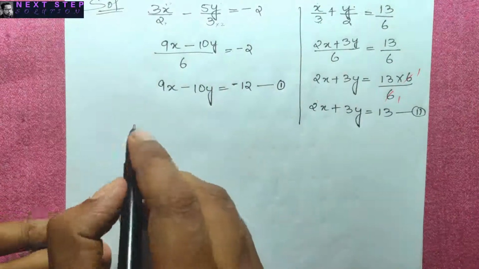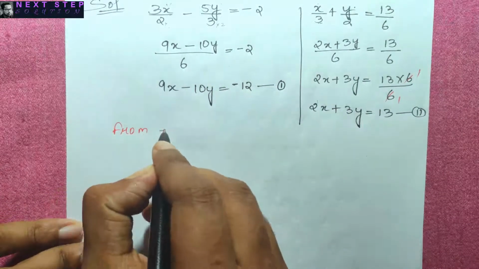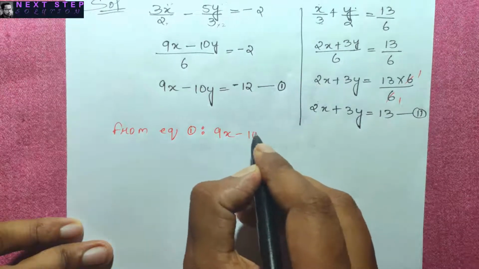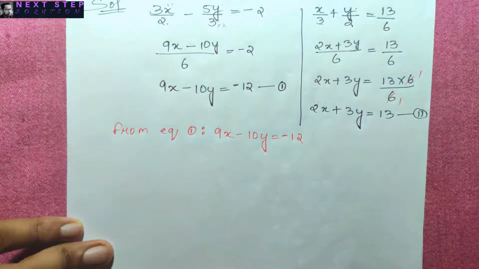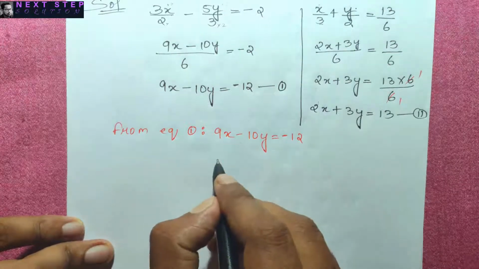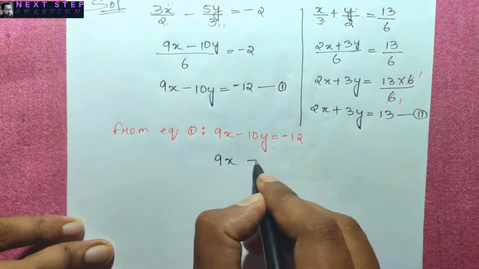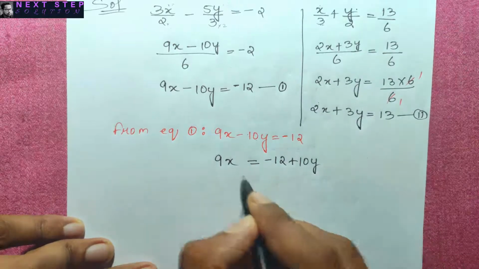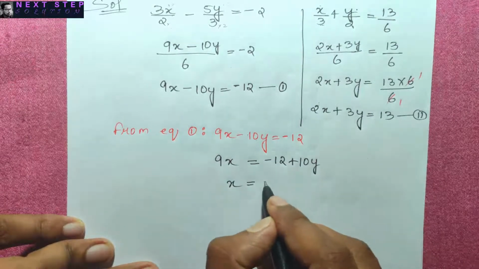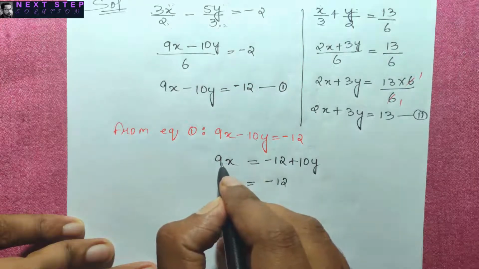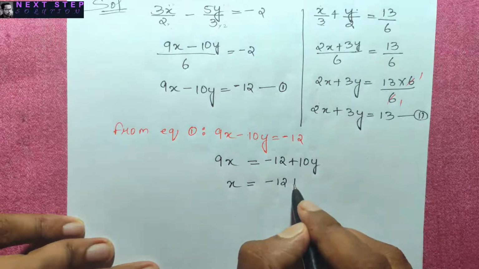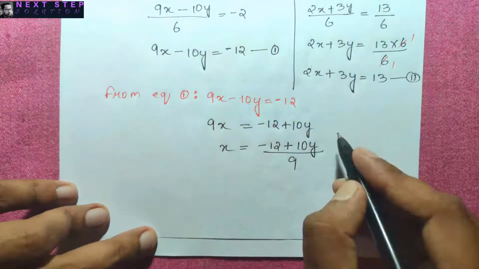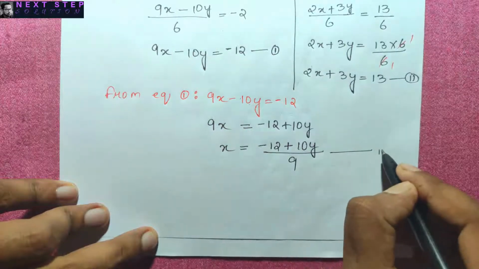So we will start from equation 1. Equation 1 is 9x minus 10y equals minus 12. We will find out what is x from here. To find out what is x, we need to send this to the other side. It becomes minus 12 plus 10y. Now only x we need, so we need to send 9 also to the other side. It is multiply here, so if we send it, it goes to the other side as divide. So we have minus 12 plus 10y divided by 9. Here this becomes x, and we call it equation 3.